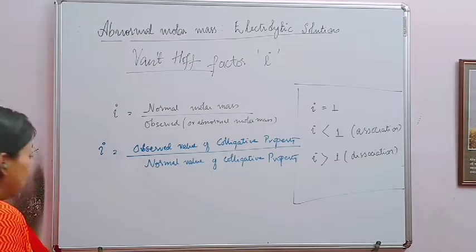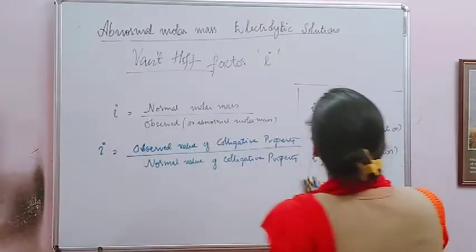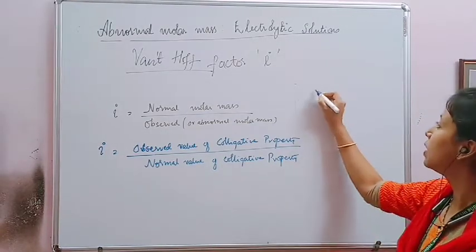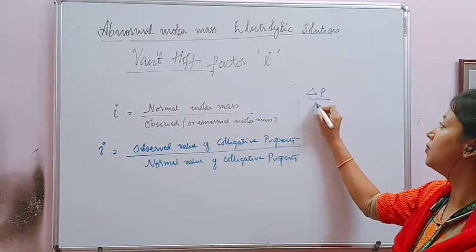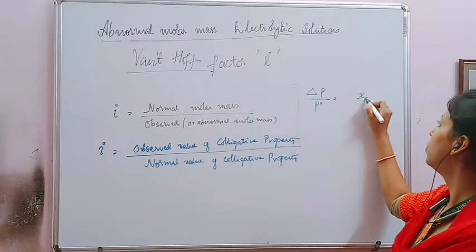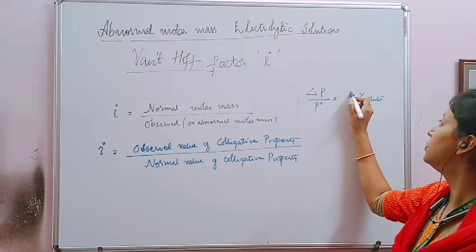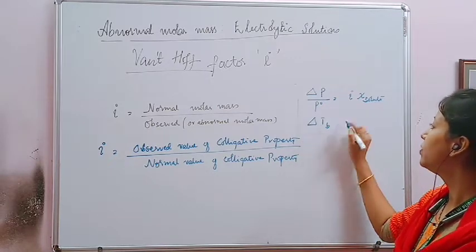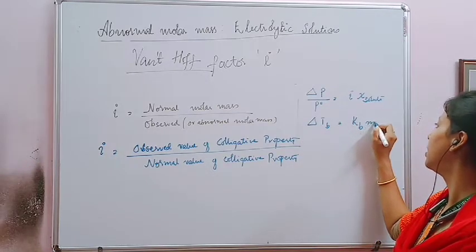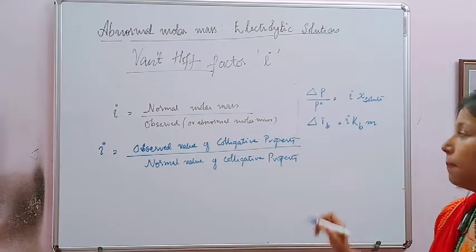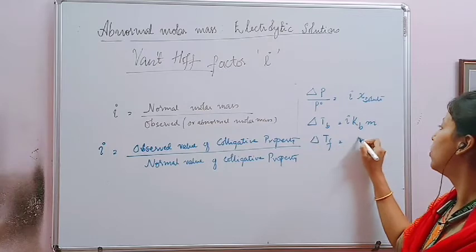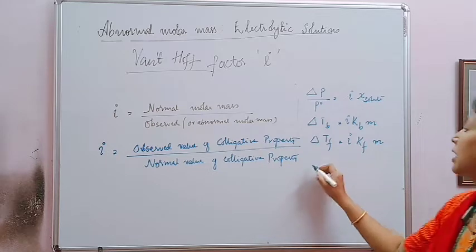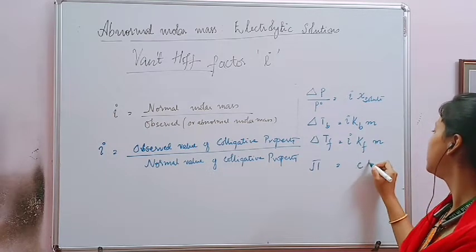Now, whatever colligative properties we have learned, we can include the Van't Hoff factor in those. How? Relative lowering of vapor pressure was delta P by P naught is equal to mole fraction of solute. So this becomes i into mole fraction of solute. Delta Tb, elevation of boiling point, was Kb into m. This becomes iKbm. Delta Tf was Kf into m. This becomes iKfm. Last, pi was equal to CRT. This becomes iCRT.